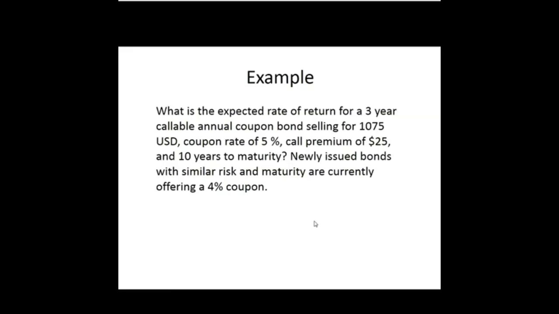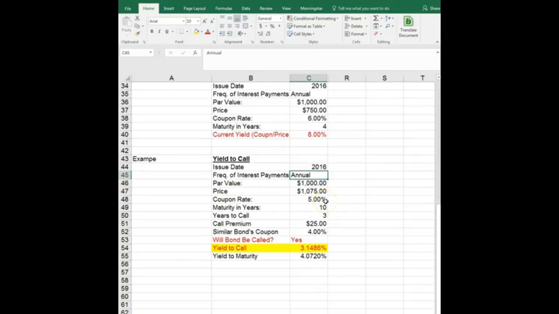What is the expected rate of return for a 3-year callable annual coupon bond selling for $1,075 with a coupon rate of 5%, a call premium of $25, and 10 years to maturity? Newly issued bonds with similar risk and maturity are currently offering a 4% coupon. So let's work through this problem.